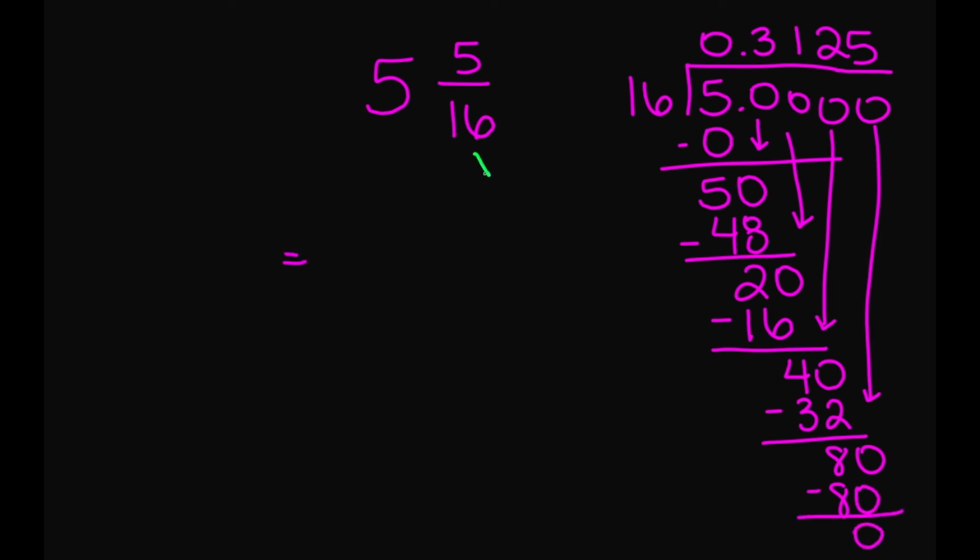So your decimal here, 5 over 16, is going to equal 0.3125. However, I have my whole number here, so we add 5 plus the decimal. You're going to get 5.3125.